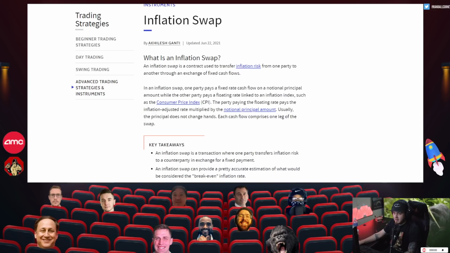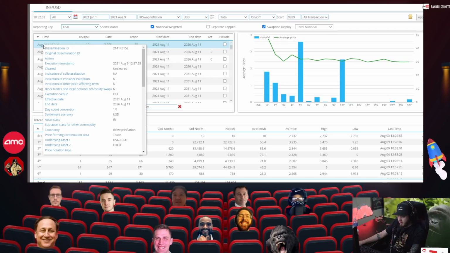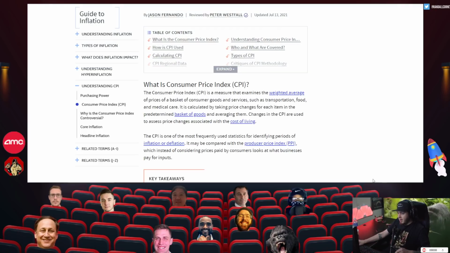So how did I even get here? When I started looking at these trades, let's look at this one right here. You can see the time it was executed, if it was cleared or uncleared. You can see the settlement, the currency, the asset class, which again, we're looking at inflation swaps, IR swap inflation, and we're looking at the underlying asset. So I looked this up. I Googled it. What is it? It's the consumer price index. Okay. So again, a little bit more reading, but it's important you guys understand this. So that's the purpose of the video.